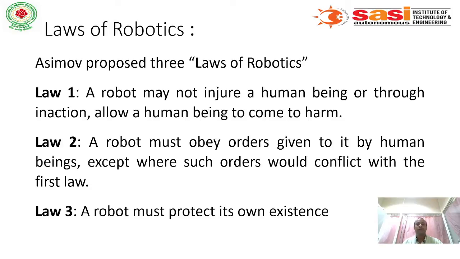So what is the conflict with the first one? It should not harm any human being. That is the first law. So if it is harming any human being, then it won't get the completion of law 2. It's not executed with law 2. So there also the robot existence is a problem. So it should obey law 2 also. And what is law 3 we are having? A robot must protect its own existence. So these are the laws of robotics.